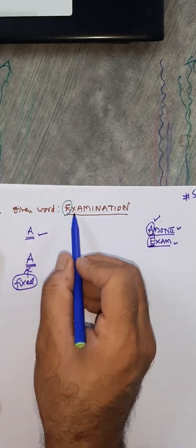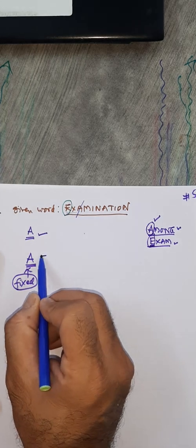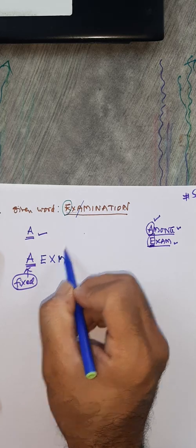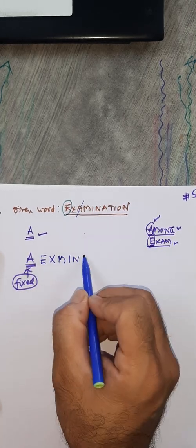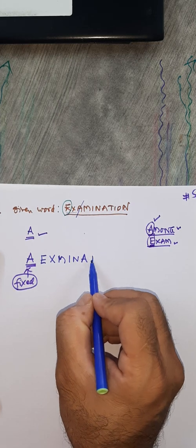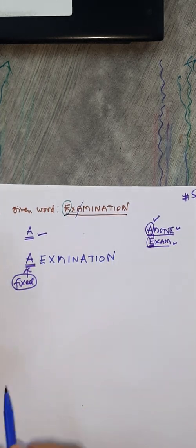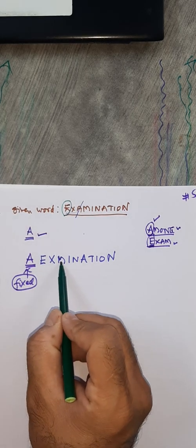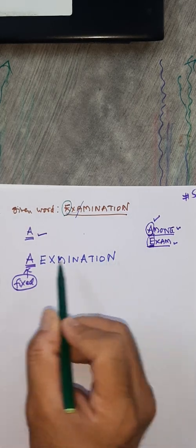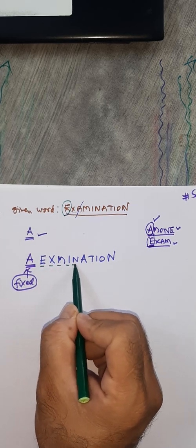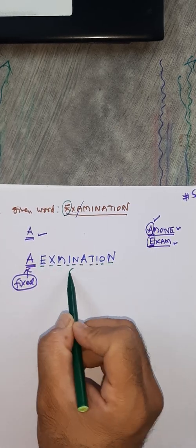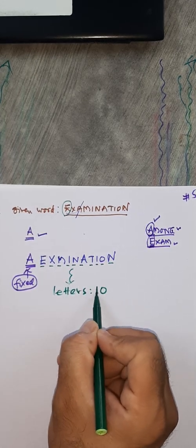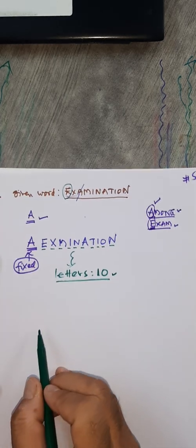Okay, now what are the remaining? A मैंने निकाल दिया. So you have E, then X, then M, then I, N, A, you can take, दोनों same ही हैं, T, I, O, N. ये कितने? Let's count this. 1 2 3 4 5 6 7 8 9 10. These are the 10 letters. Okay, letters कितने हैं यहाँ पे? 10 हैं total letters.